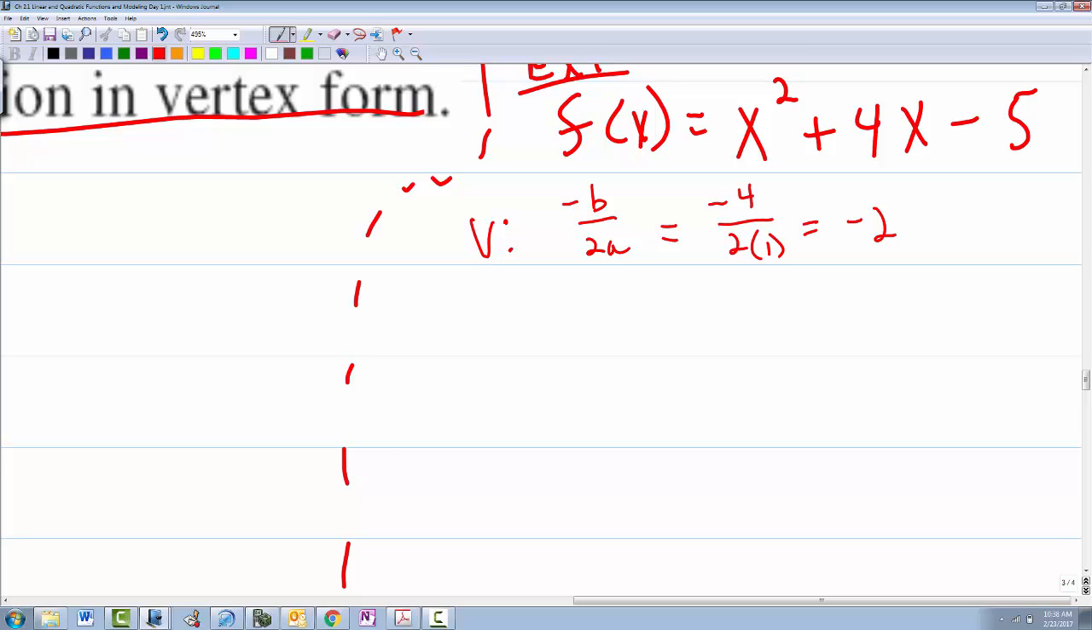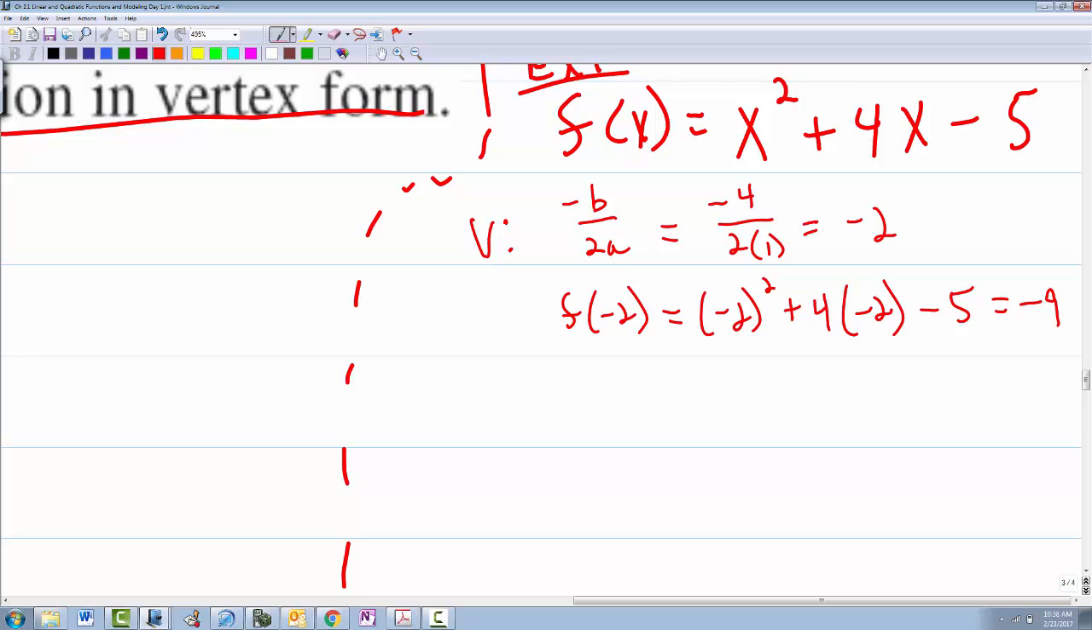That's the x-coordinate of the vertex. Next, you plug that in to find the y-coordinate of the vertex, because that's how you find any y that corresponds to an x. So what do we end up getting? Let's just evaluate that: 4, negative 8, negative 9.